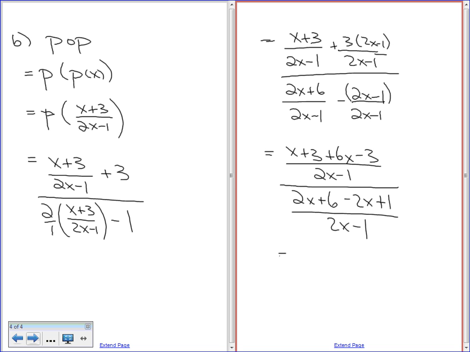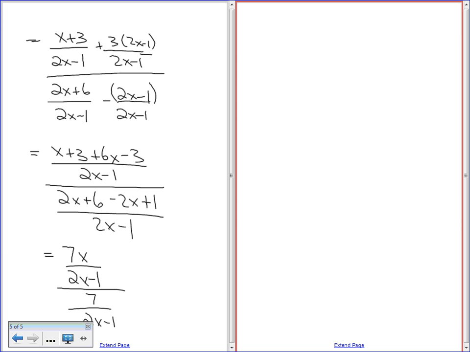On the top, I have 7x plus 3 minus 3 cancels out over 2x minus 1. And on the bottom, I get 2x minus 2x is 0. Add, I get 7 over 2x minus 1. So I have a fraction divided by a fraction. And when I divide fractions, I invert and multiply.